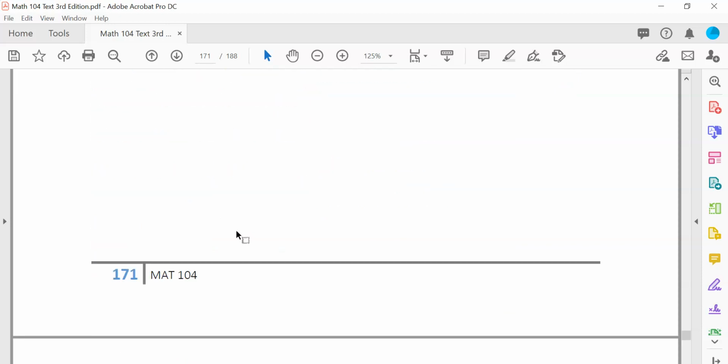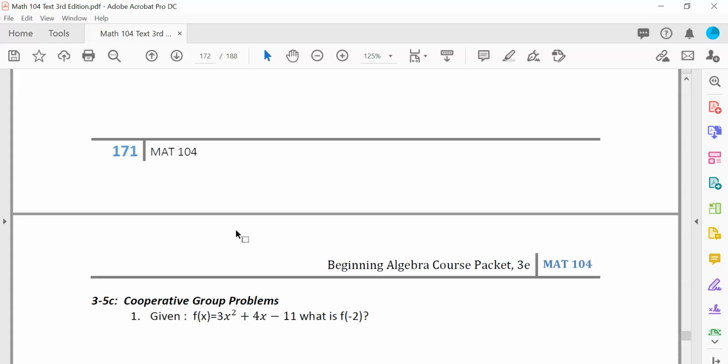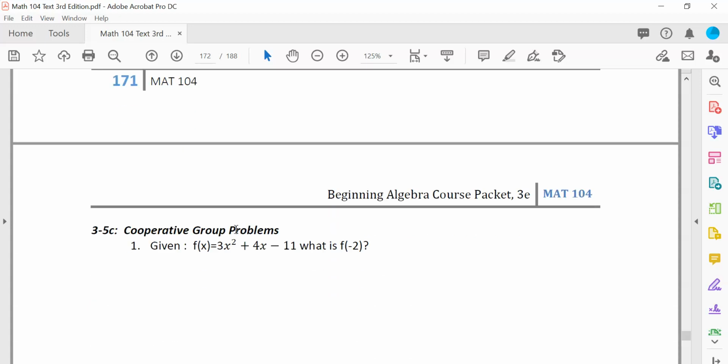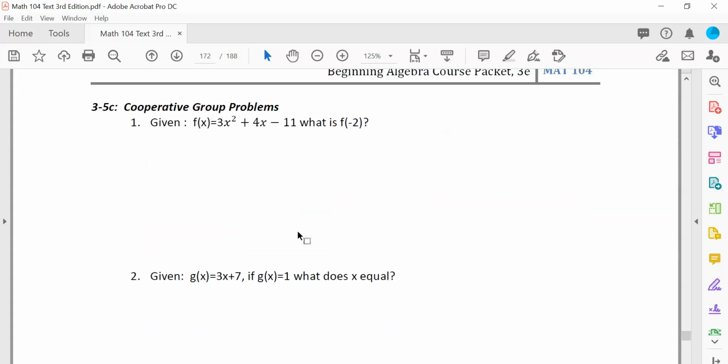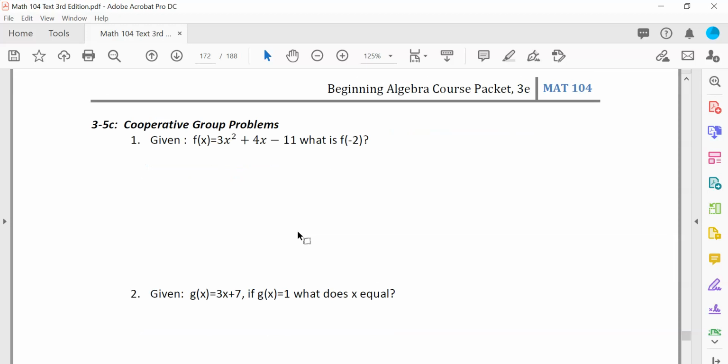Now, what I'd like you to do right now is push pause and try the cooperative group problems on page 172 of the course packet. Push pause on the video, and then when you come back, I will show how to do all these.